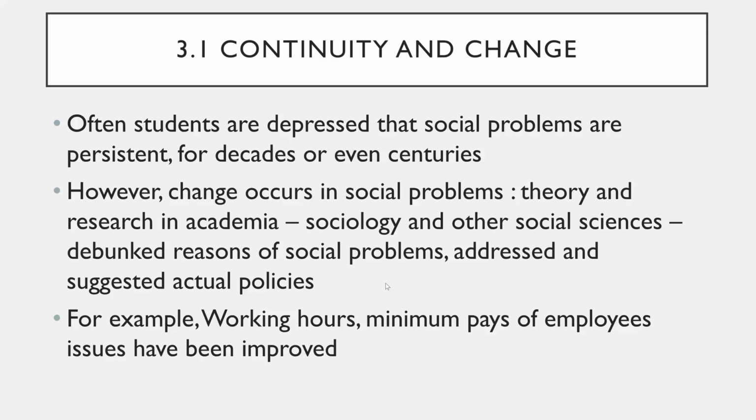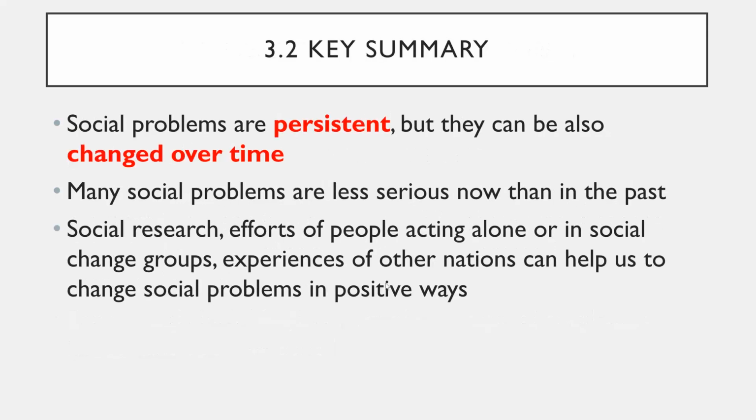So by uncovering the reasons for social problems and by finding resolutions to them, we can change social problems gradually or rapidly. So even though social problems are persistent, they can also change over time. Social research, the efforts of people acting alone, social change, or experiences from other countries can make improvements in social problems.